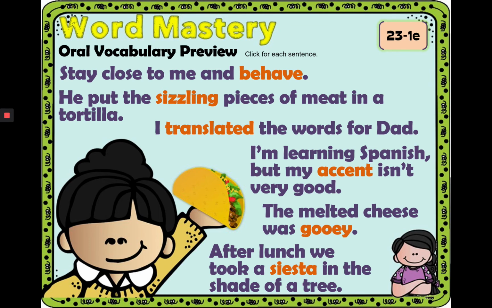The melted cheese was gooey. Gooey means it was kind of like stringy, and probably it has to be warm to be gooey. If I just pulled out a block of cold cheese, it couldn't be gooey from the fridge. But if it's warmed up and kind of melted and it's almost soupy, then it becomes gooey. And siesta is a Spanish word that means nap or rest time. After lunch, we took a siesta in the shade of a tree. So it means they were kind of napping or resting in the shade of a tree.